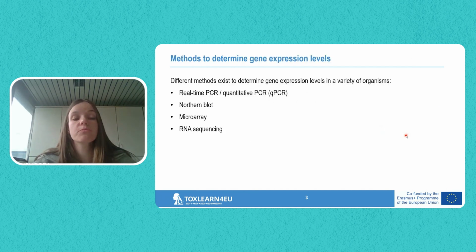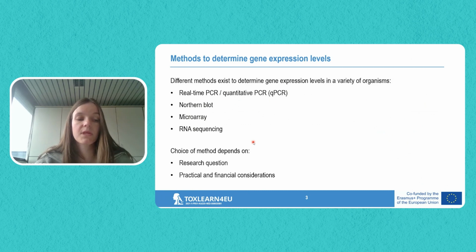So when you want to determine gene expression levels, you could use different methods. The ones that I've listed here are not the only methods that are available, but I think they're the most used ones. So these are real-time PCR, also called quantitative PCR or qPCR. We also have Northern blot, microarrays, and RNA sequencing. And the focus of this lecture series will be on real-time PCR, but I will also briefly introduce the other three methods to you today.